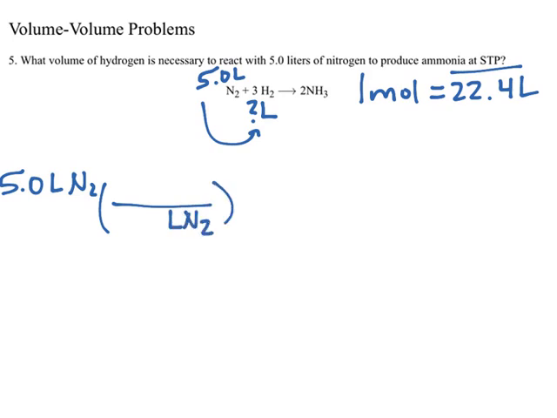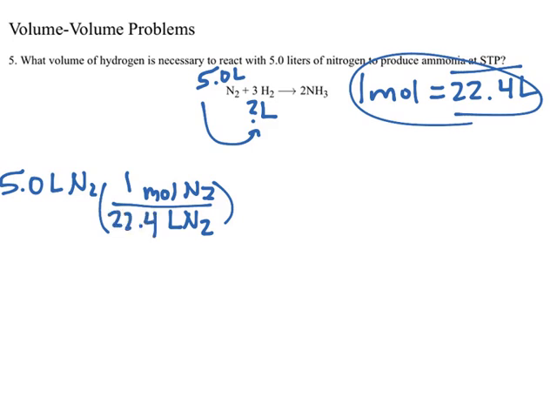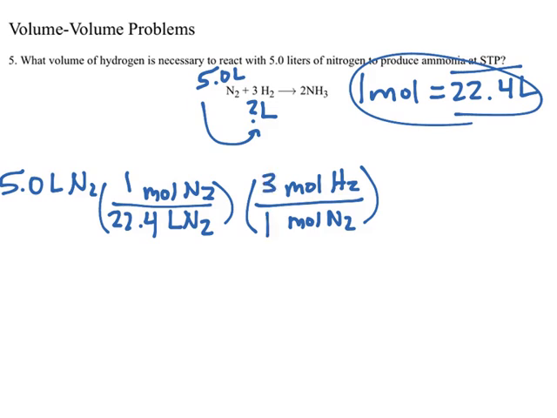Putting liters of N2 in the bottom to cancel, going to moles of N2 on top. And as we said right here, 1 mole of any gas is 22.4 liters. Now, I'll put moles on bottom to cancel out, moles of nitrogen, that is. I'll put moles of hydrogen on top. And we're going from moles to moles, so we look at the coefficients. 3 moles of H2 for every 1 mole of nitrogen. And now we'll get rid of moles of hydrogen.